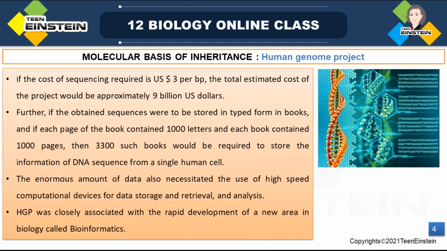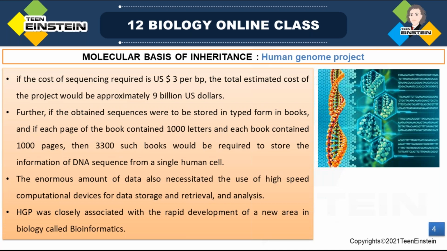A huge amount of data has to be stored, and we need computational devices for the storage and then analysis of data. Due to all these, the Human Genome Project is called a mega project. First of all, 3 × 10^9 base pairs, so many base pairs, right? It is a time-consuming and costly project. The cost is around $3 per base pair, so for 3 × 10^9 base pairs the total cost was around $9 billion US dollars.